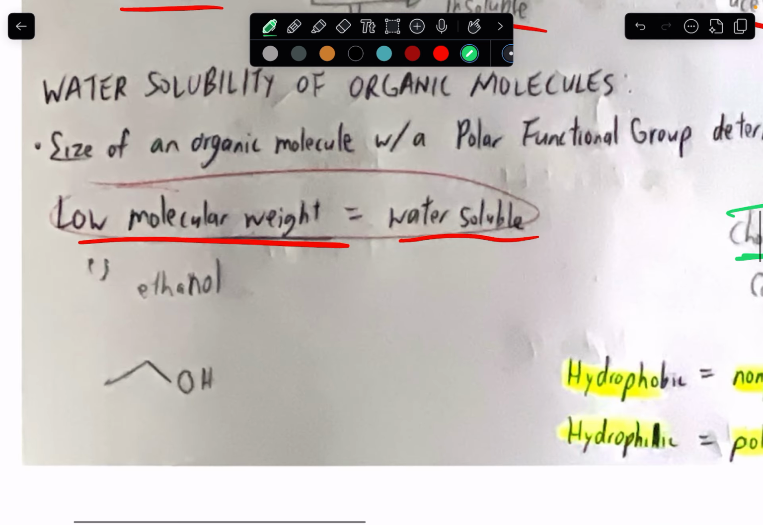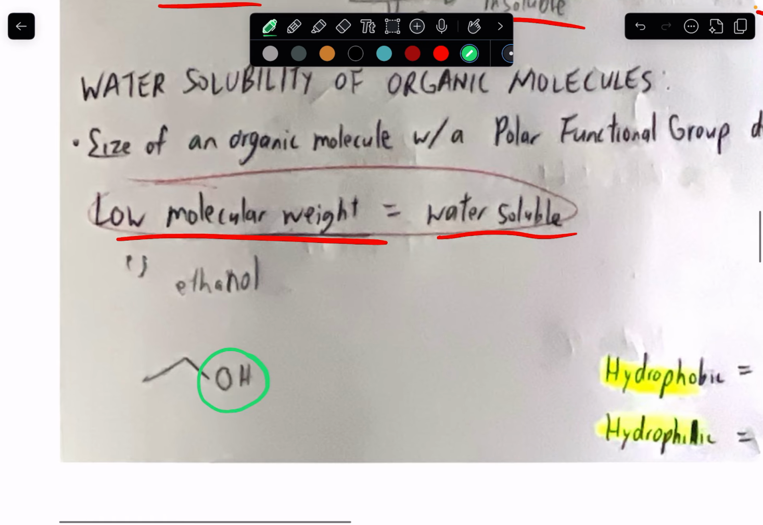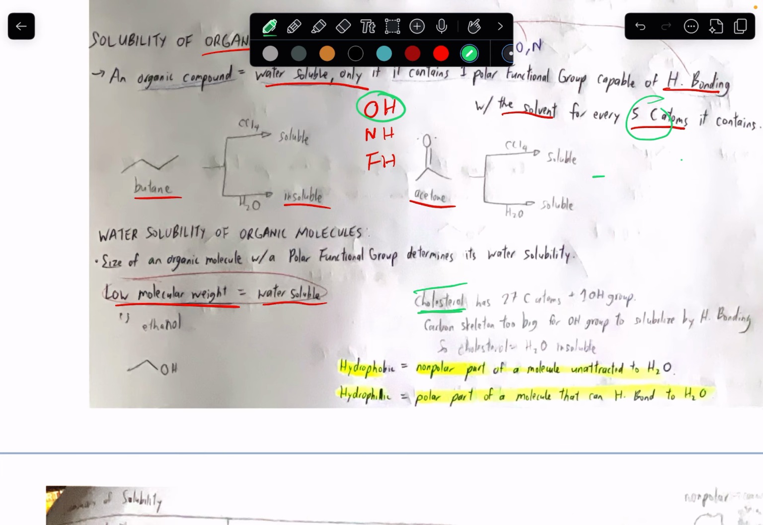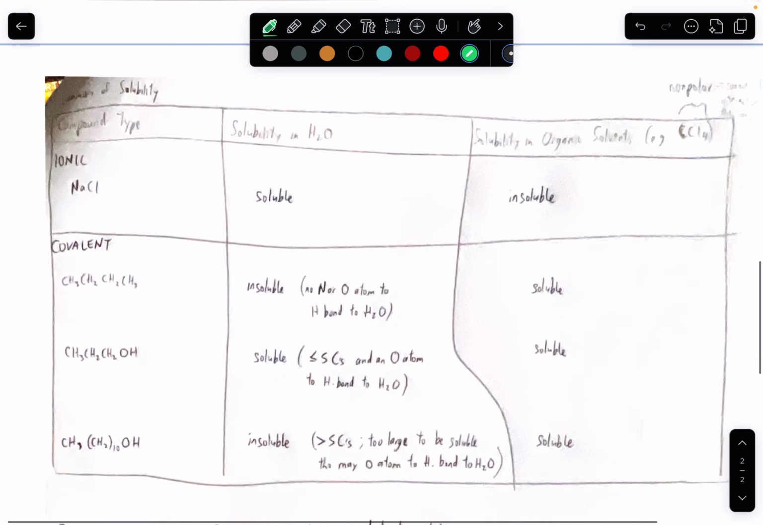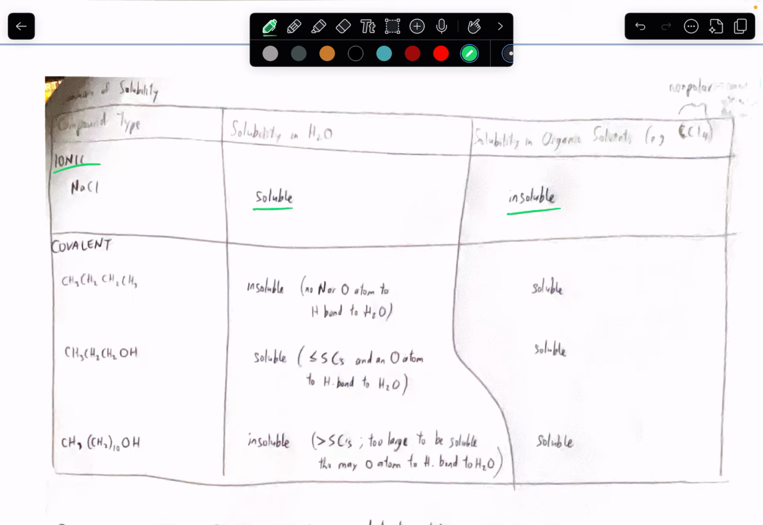Dito naman sa ethanol, clearly, may OH tayo. We only have 2 carbons. It's within the 5 carbon atom limit. So, it is water soluble. Ganun lang naman. So, yes, this is the summary. Kapag ionic compounds, soluble in water, insoluble kapag organic solvent. That's standard. Pag naman covalent, we have 3 conditions.